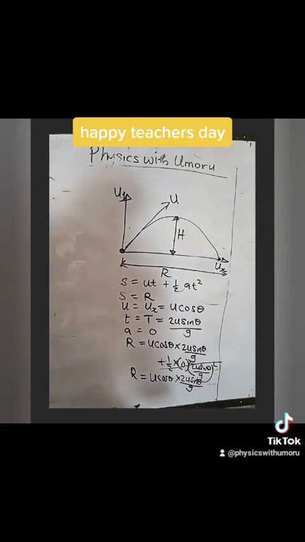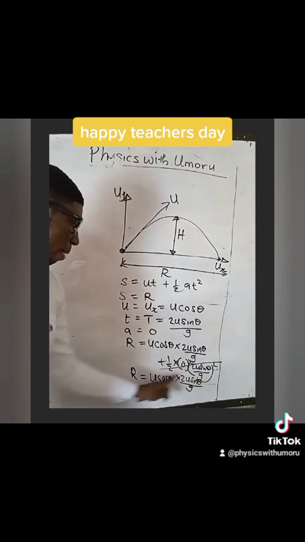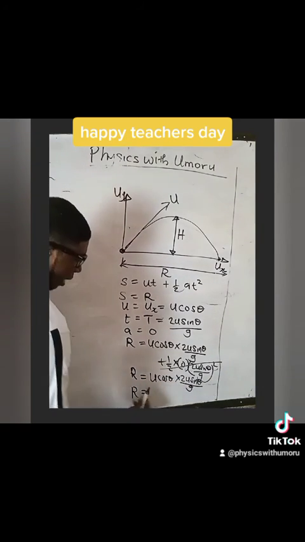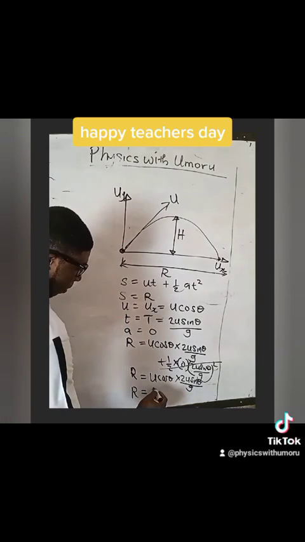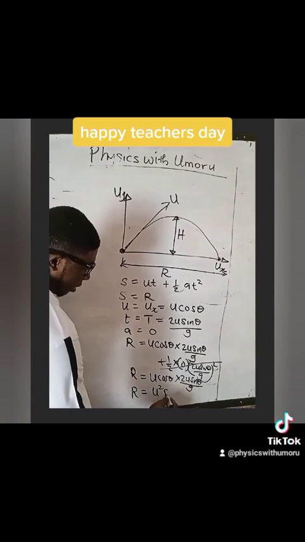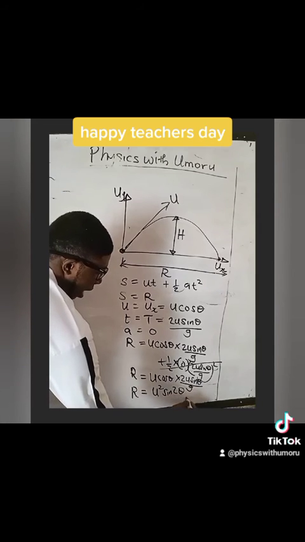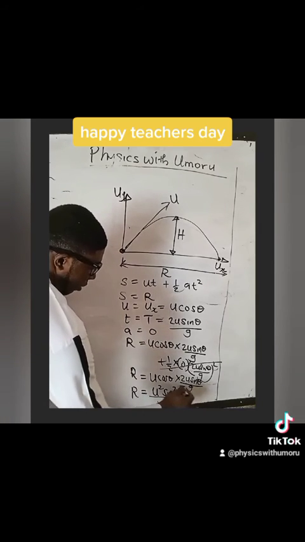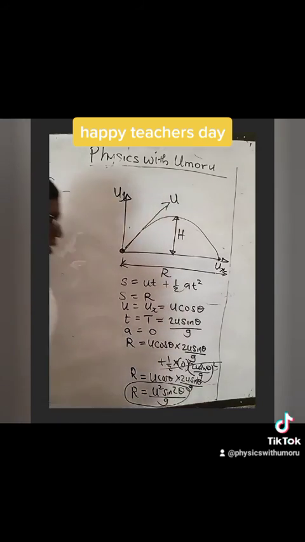Okay, so if we combine this, finally we'll have that the formula for the range is equal to u squared sine 2 theta all over g. This is the formula for range.